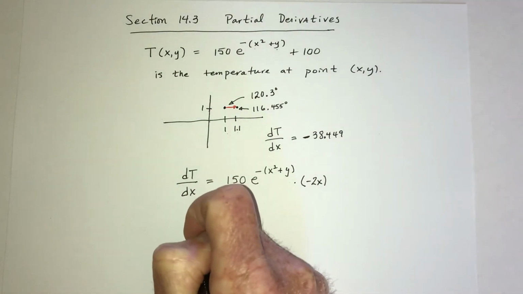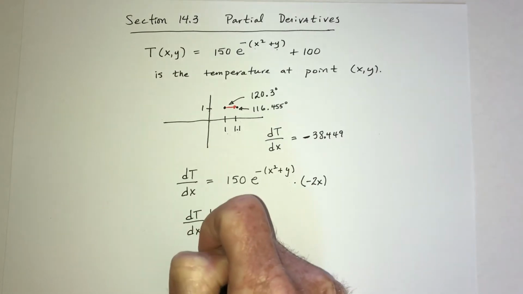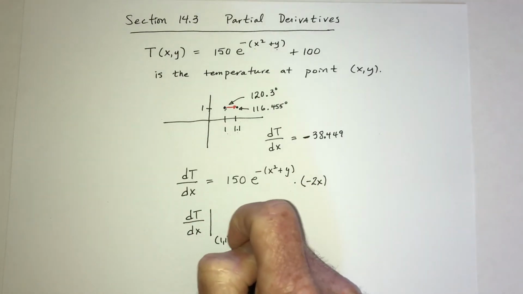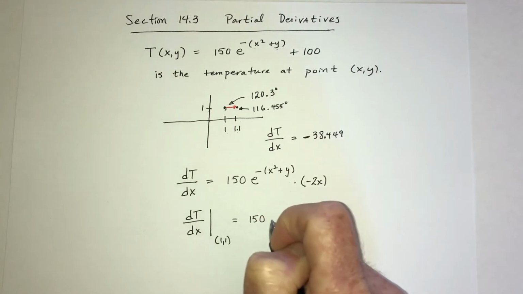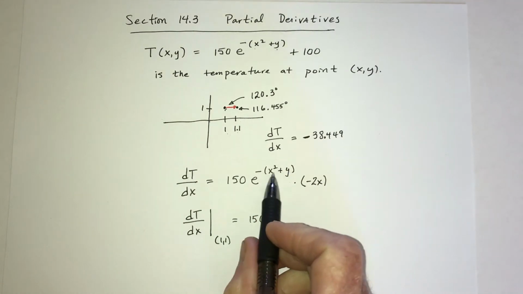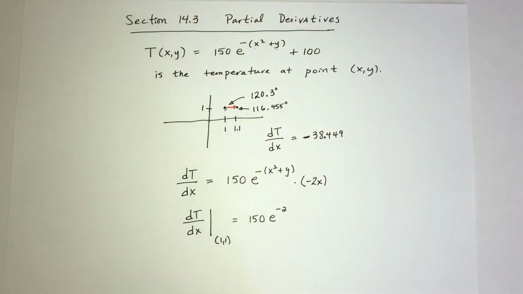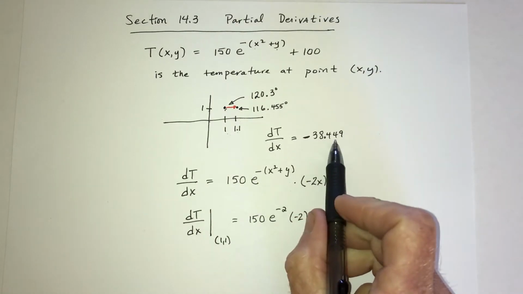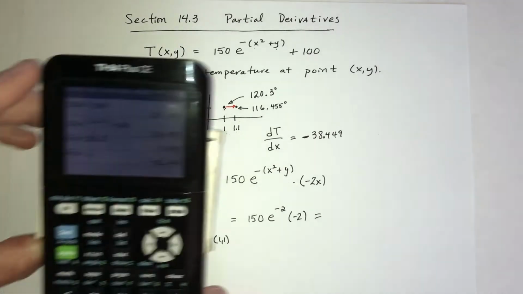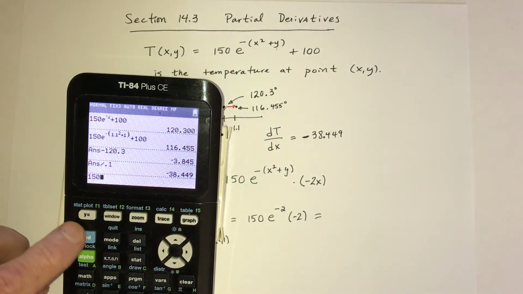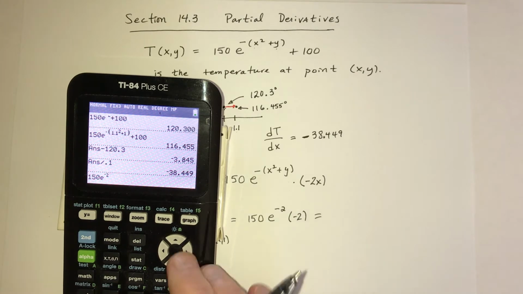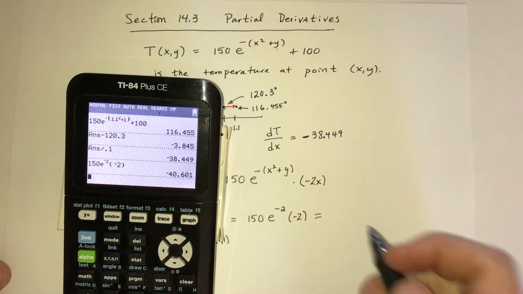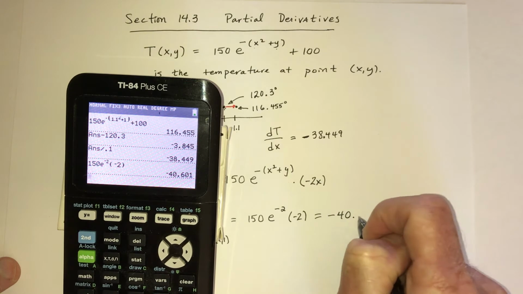So then, evaluating the derivative at the point 1, comma 1, so at this point right here, that would be 150, and then plug in a 1 and a 1, so this is going to be 2, e to a negative 2, and then times negative 2. And then we get to see how good was our approximation right here. So 150 e to a negative 2, times a negative 2. And the actual derivative is negative 40.601.